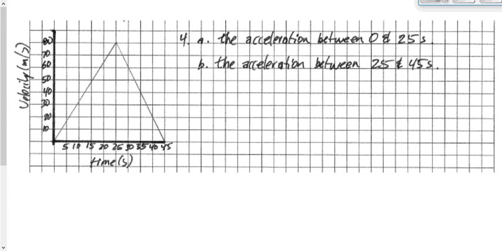Okay, we'll do one more of these questions. Take a look at number 4 here now on the sheet. It says, what's the acceleration between 0 and 25 seconds? And what's the acceleration between 25 and 45? Acceleration, we know is, we could find the slope of that line, or we can just say delta V over delta T. Delta V is what? 80 minus 0. That's the change in velocity for that first phase, 0 to 25 seconds. And the time interval was 25 seconds. So we're going to say 80 divided by 25 would be 3.2 meters per second squared.